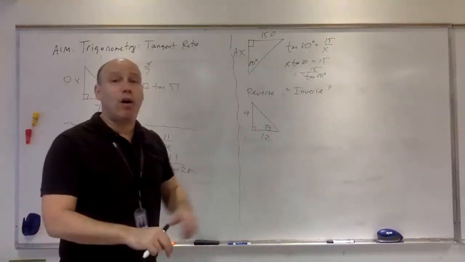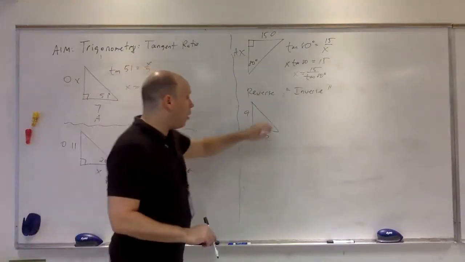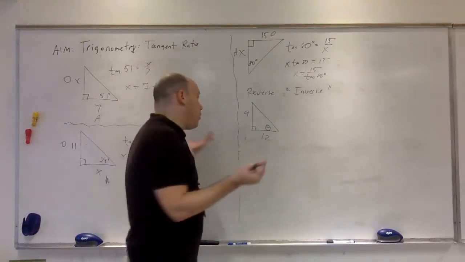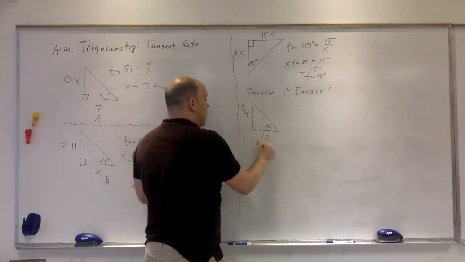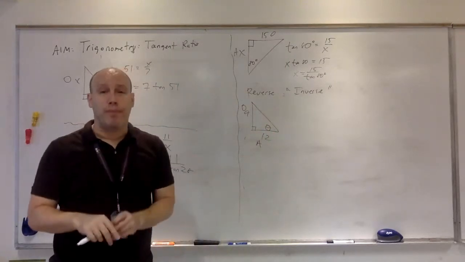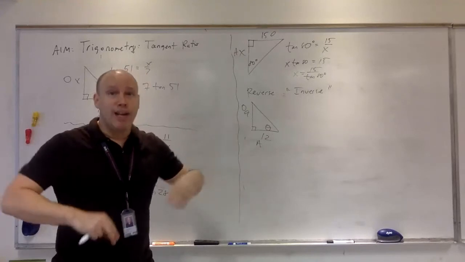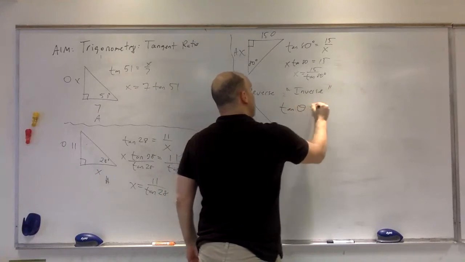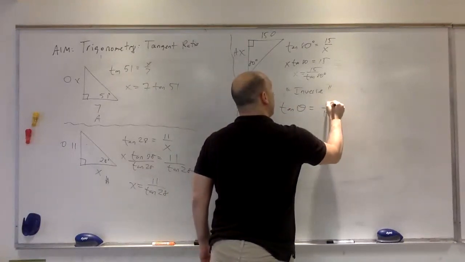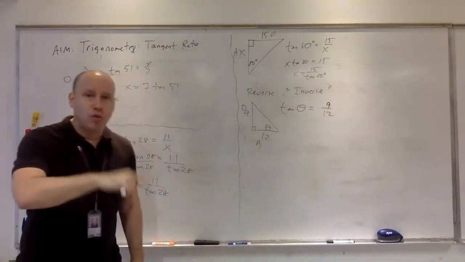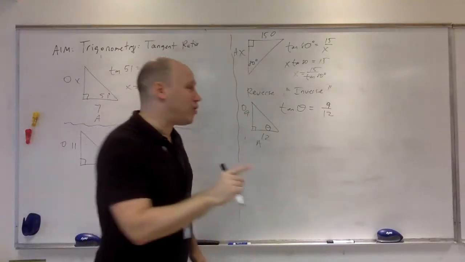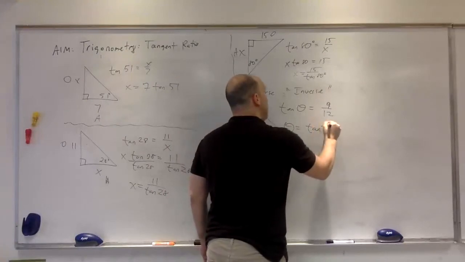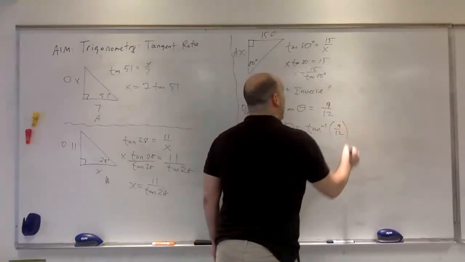Same thing. Stand at the angle. Identify the missing and given sides. Well, I have my opposite, I have my adjacent. Can I set up a relationship? And you say, yeah, if you have opposite and adjacent, that's tangent. The tangent of theta is equal to 9 over 12. Well, how do I undo tangent? Inverse tangent. Theta is equal to tan to the negative 1 of 9 over 12.